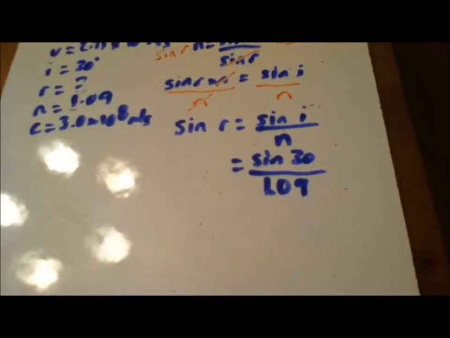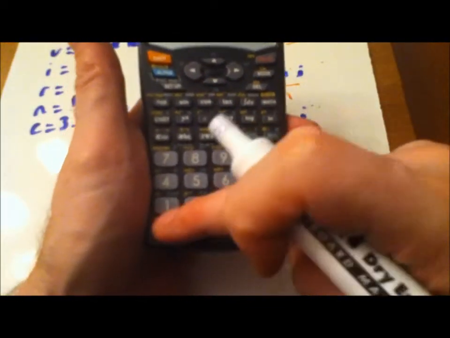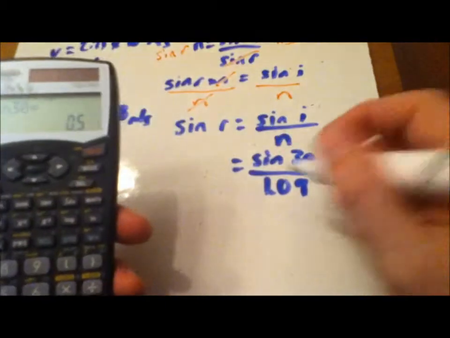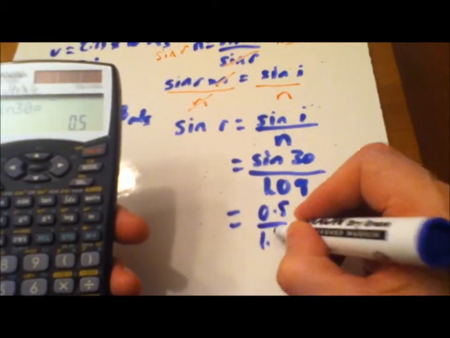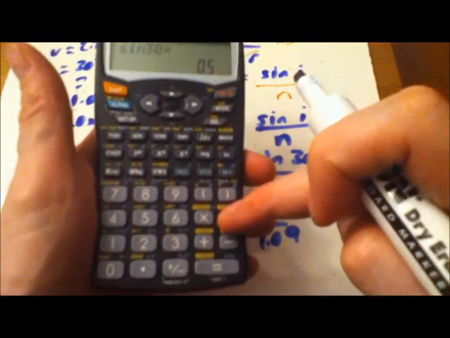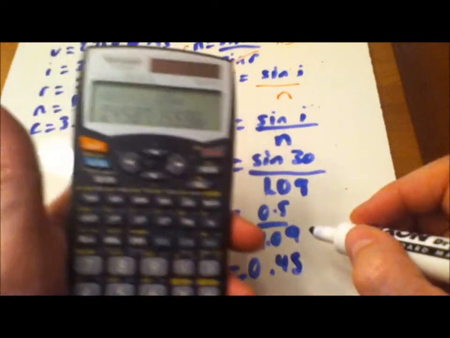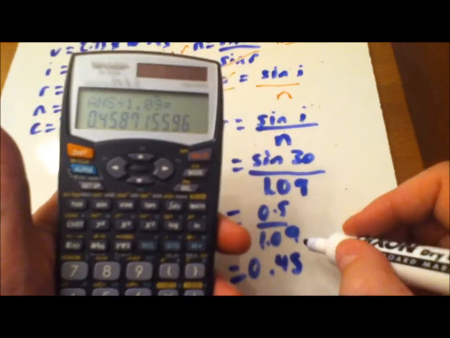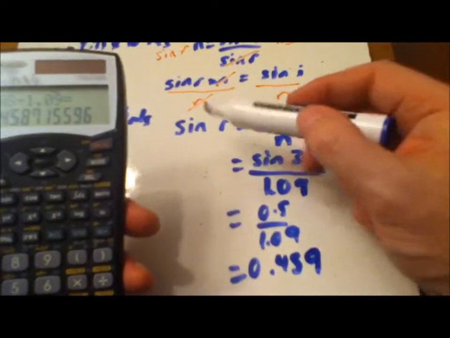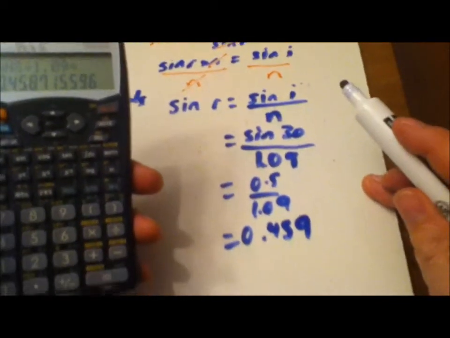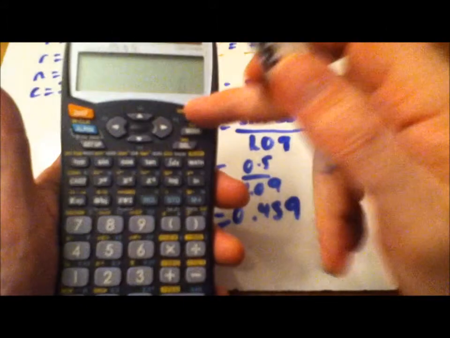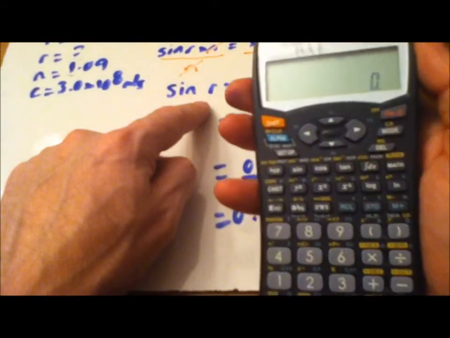Okay, so take our calculator and hit sine 30 and we get an answer of 0.5 over 1.09. Okay, so take 0.5 now and divide it by 1.09 and we get an answer of 0.4587. Let's round that to 0.459. So sine R equals 0.459. So how do we actually get the angle of refraction?